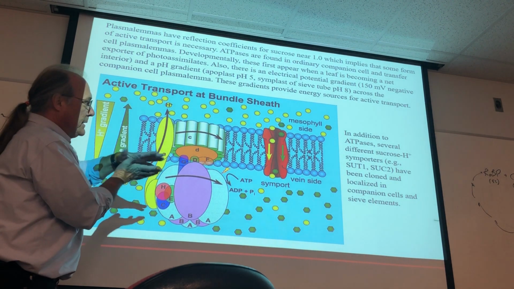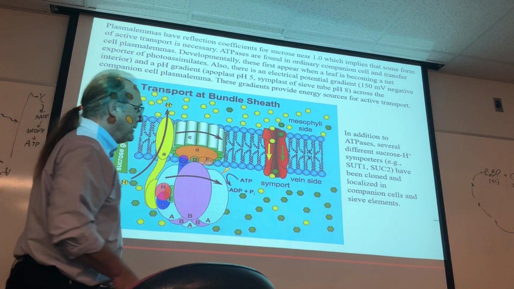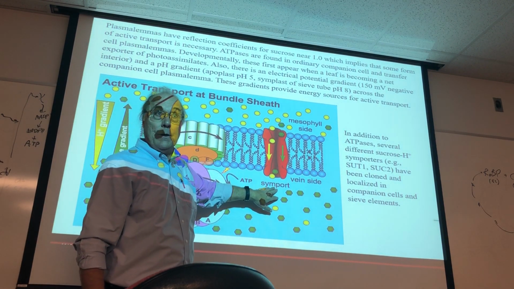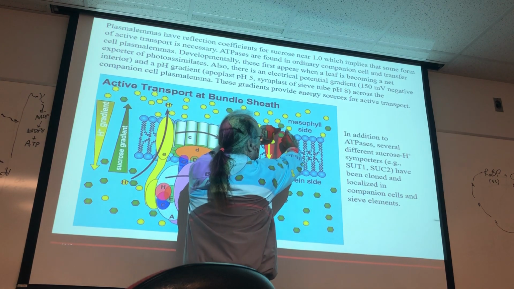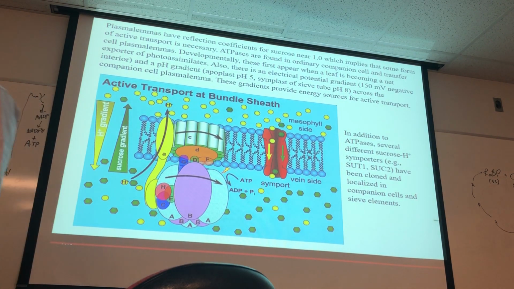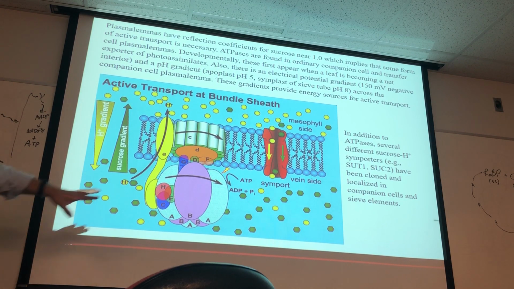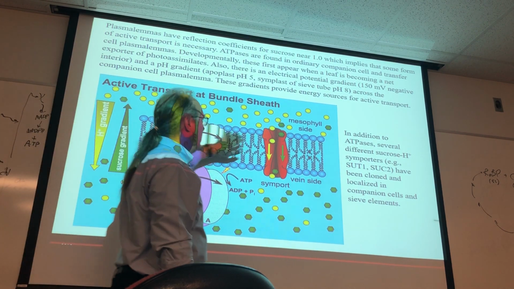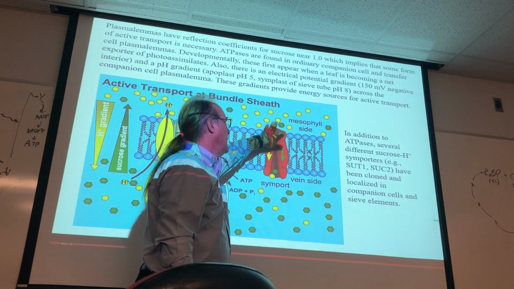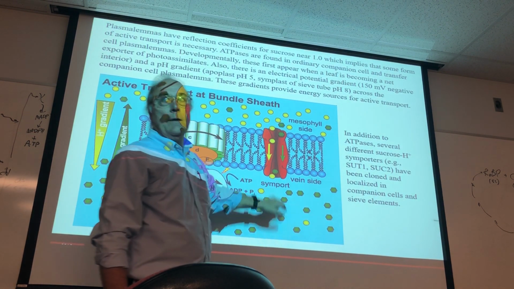And the energy that's inherent in that is used by a symporter that will take a proton and a sucrose and let them both back in at the same time. So ATPases provide the energy, and these other porters embedded in the membrane, the symporters, let the sucrose in with a proton.